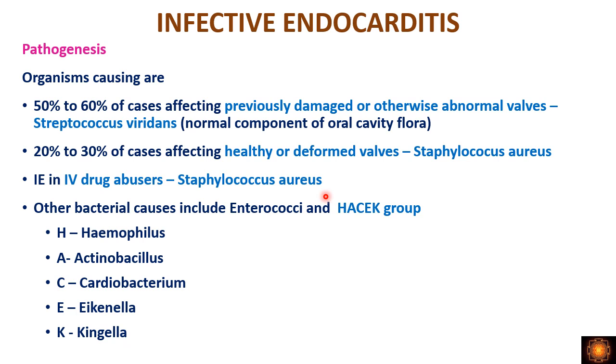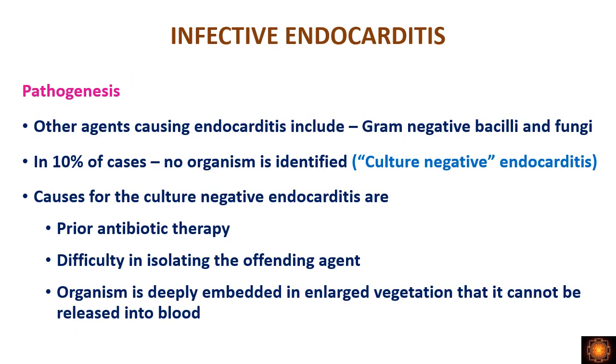Now, other than Streptococcus viridans and Staphylococcus aureus, we have other organisms like Enterococci and the HACEK group, which can cause this infective endocarditis. Now, what is this HACEK group? So, H stands for Haemophilus, A stands for Actinobacillus, C stands for Cardiobacterium, E for Eikenella, and K for Kingella. Other than those organisms, it can also be caused by gram-negative bacilli and fungi.